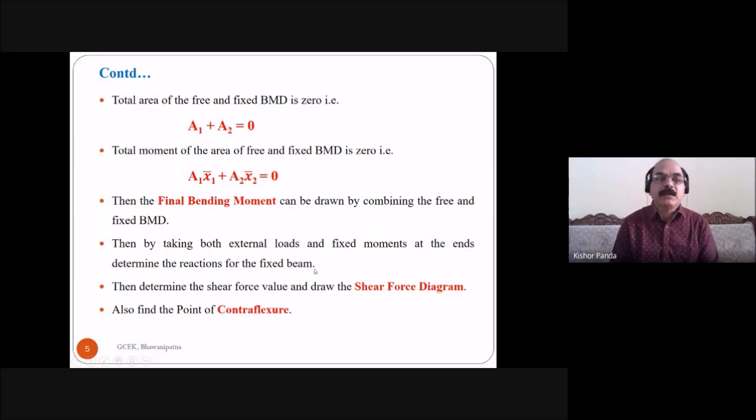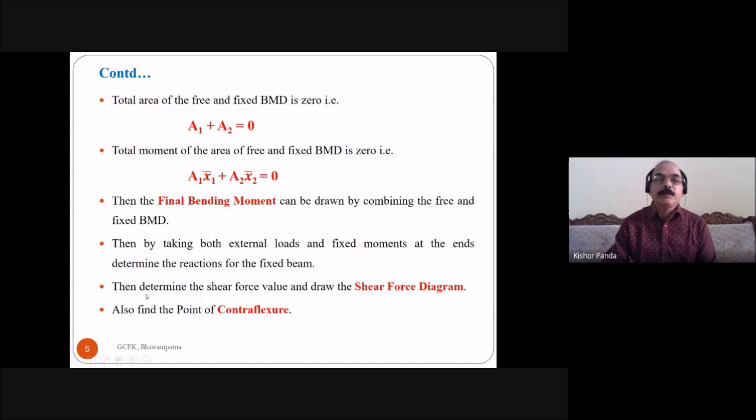Then you have to consider both external load and fixed end moments, because here you know the fixed end moments and also know the loads. So by considering these fixed end moments and the loads, you have to find out the reaction. Then after getting the reaction, you have to find out the shear force value at different positions of the beam. Then after getting the shear force values, you can plot the shear force diagram.